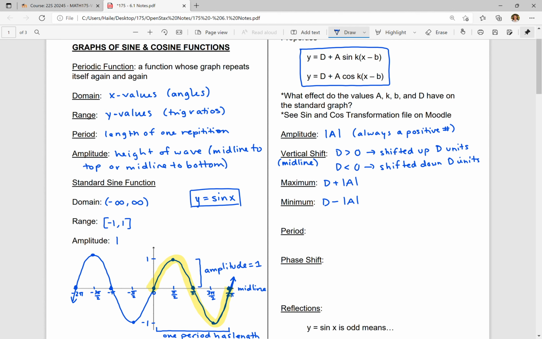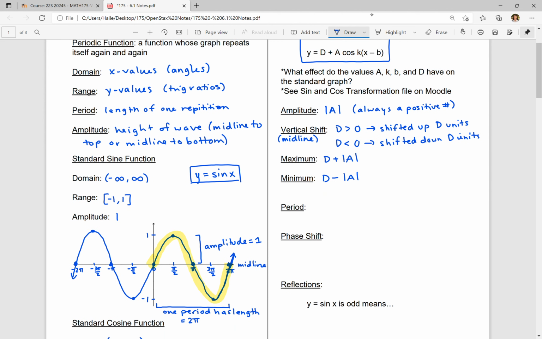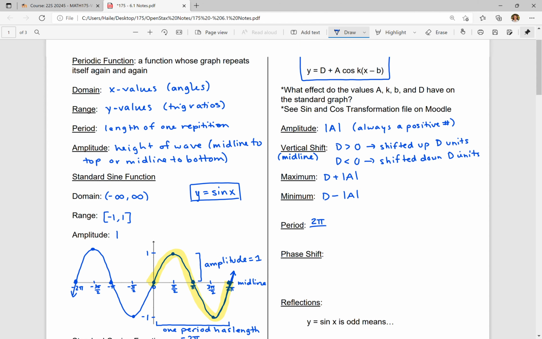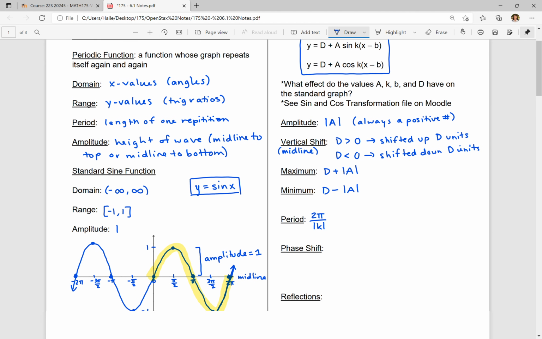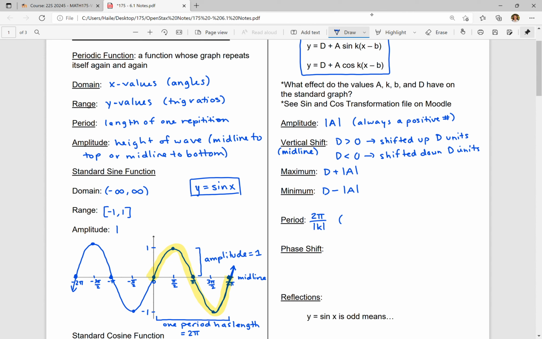All right, and then the way we find the period is we start with the original period, and then we divide by that stretching factor in the equation, which we call k. So we're going to take 2 pi divided by the absolute value of k. And so again, the period will always be a positive number because it's a distance. It's just a distance from the length of that repeating part of the graph.